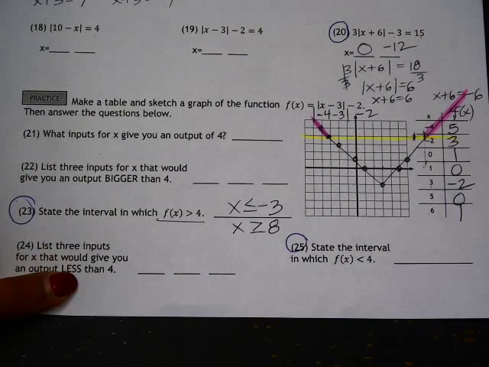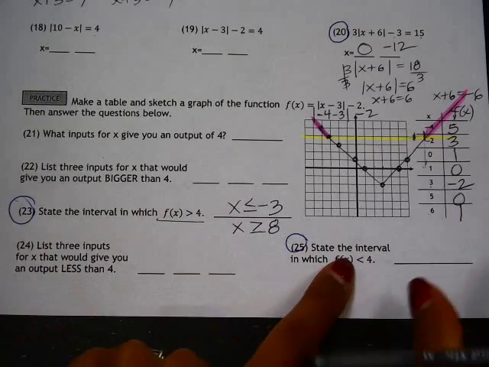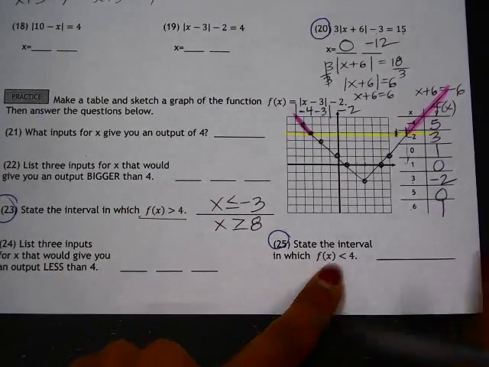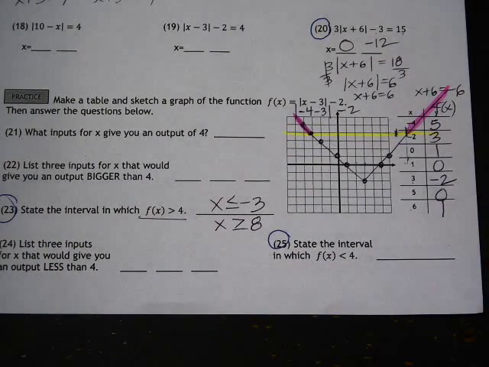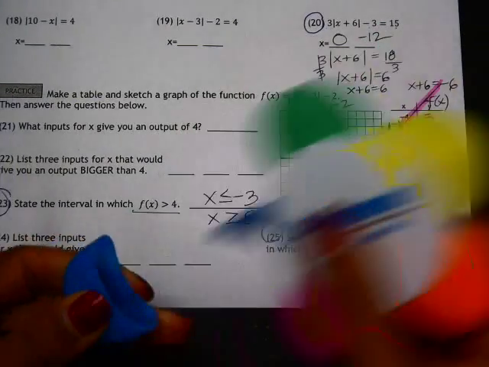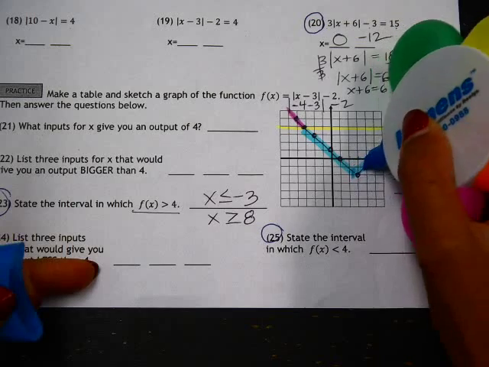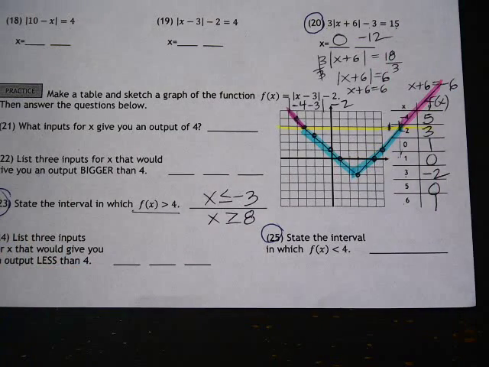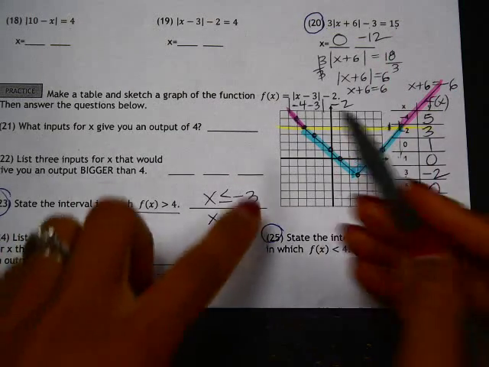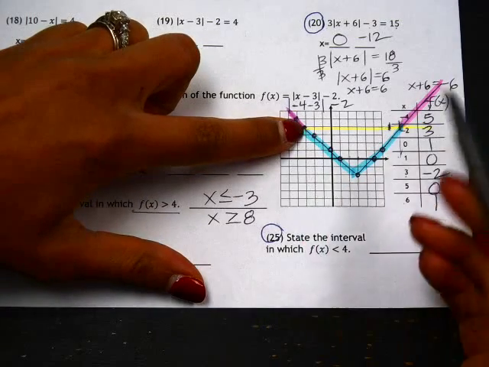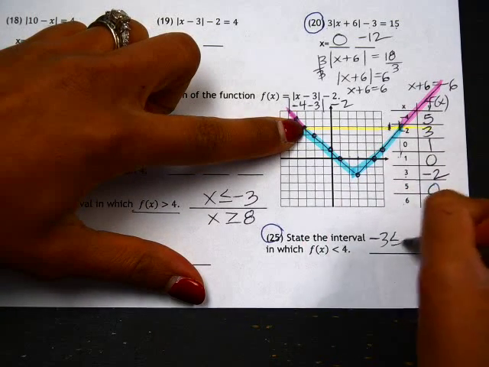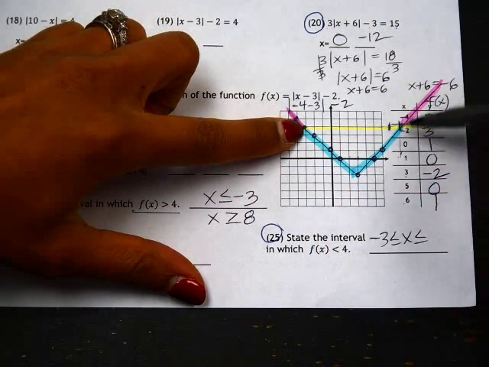Now here on number 25, state the interval in which f of x is less than 4. Now, this graph is less than 4 if we are here or here. So how do we write that in an inequality? Well, x is between -3 and 8.